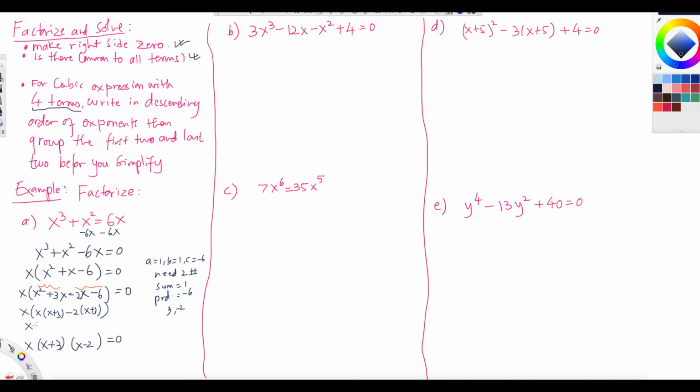So you can write x plus 3 times, and what is left is x minus 2. Exactly, you got the same thing, right? There is nothing different there. You got exactly the same thing.